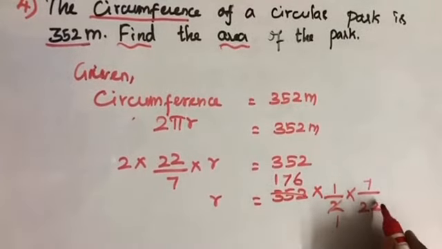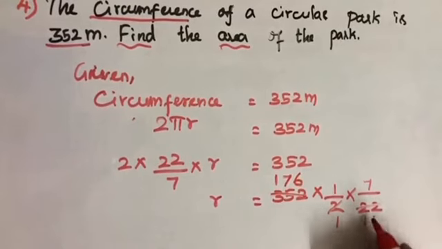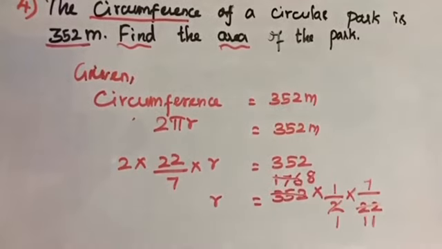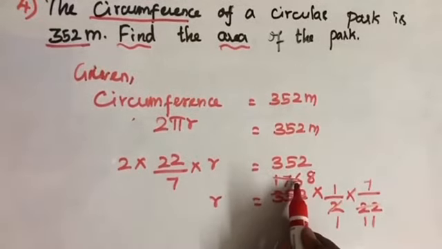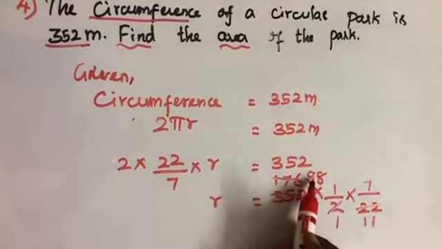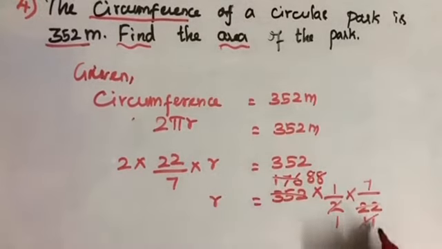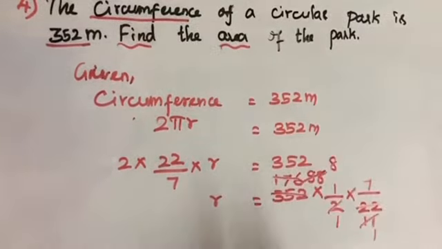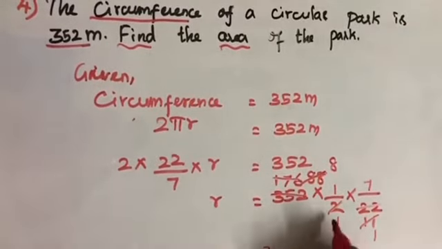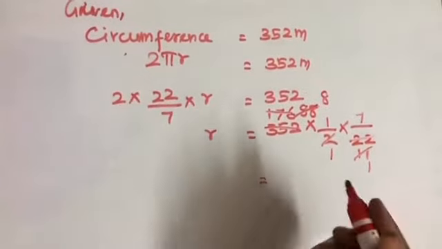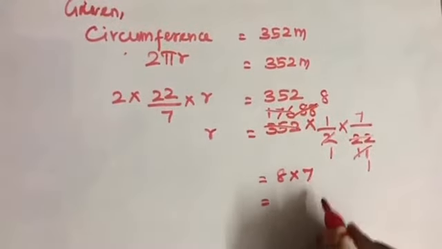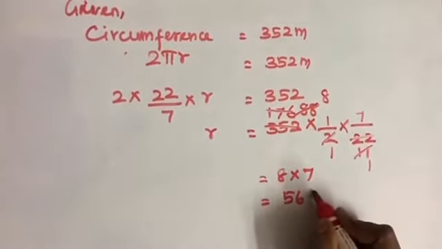Again while cancelling with this 2 table, 11 2s are 22, 8 2s are 16, remaining 1, and it will go with this 16, again 8 2s are 16. Now we can cancel 88 and 11. So 1 11 is 11, 8 11s are 88. So the remaining values are here 8 and here 7. In the denominator, no values are there. Okay, so 8 into 7, and 8 7s are 56 meter.